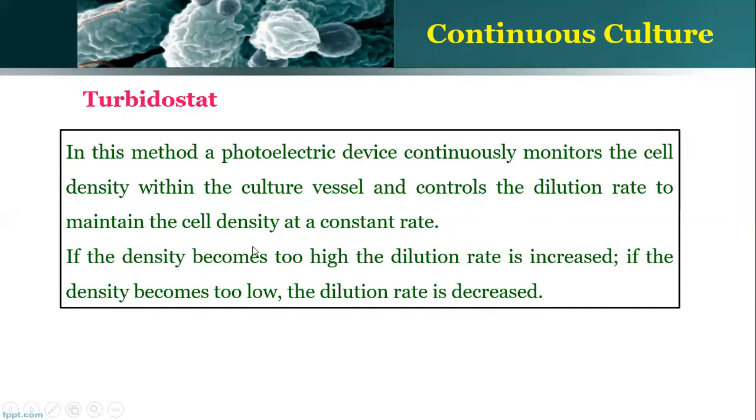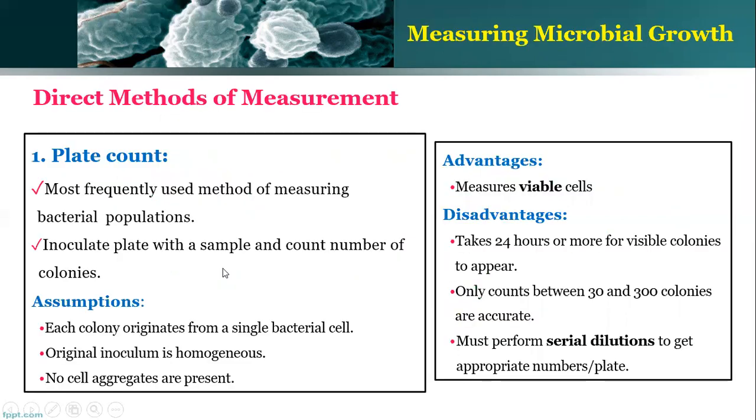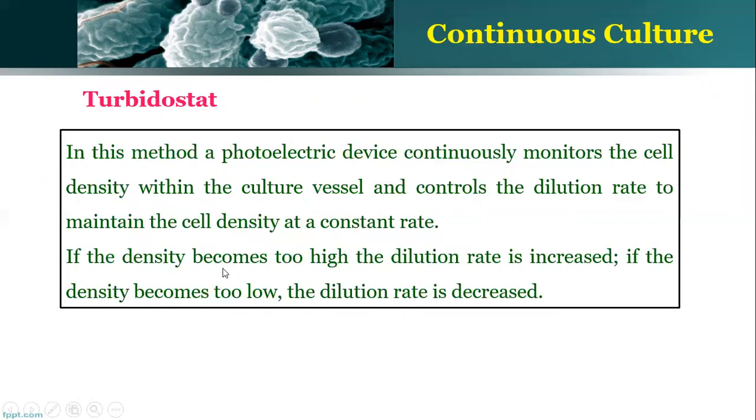So if the cell culture is too turbid, what happens? That indicates the cell density is too high. If the cell density is too high, it should be reduced. The cell density has to be reduced by increasing the dilution rate. Increasing the dilution rate means adding fresh nutrients to the medium, so thereby the cell density will be decreased.